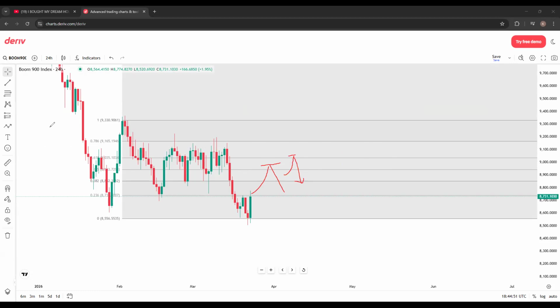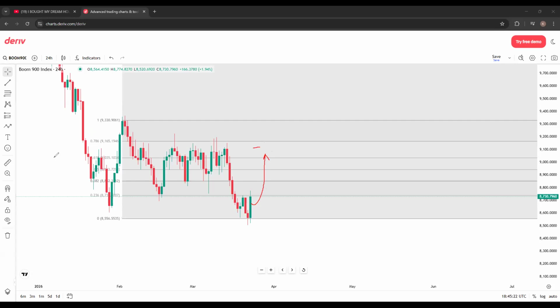Remember, I'll always repeat this. This is what's making some of us prosper, or some of us start to see more blues than reds. We always follow market structure. For me, it would make perfect sense that in my daily time frame, my Boom 900 is going to buy up to the 0.618% or 0.71% ish region.